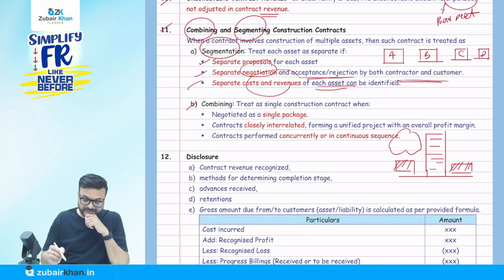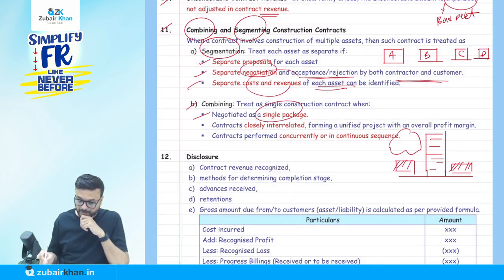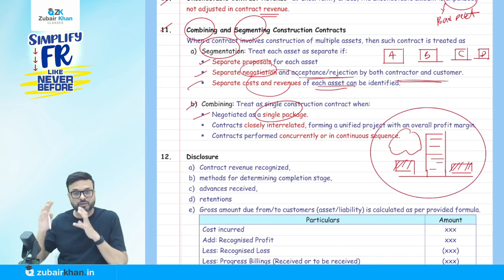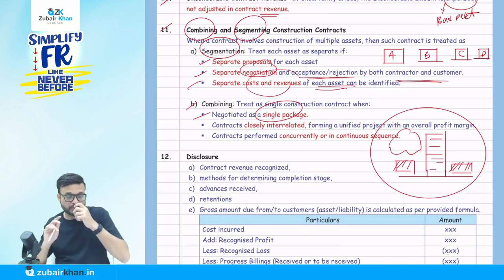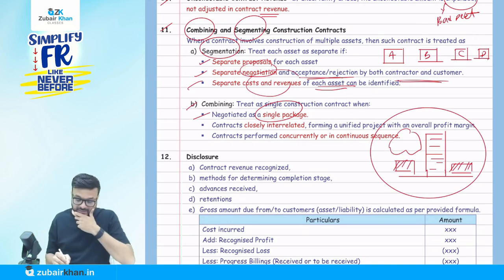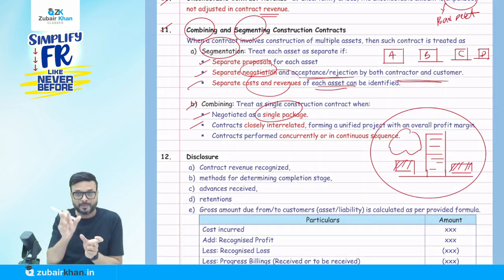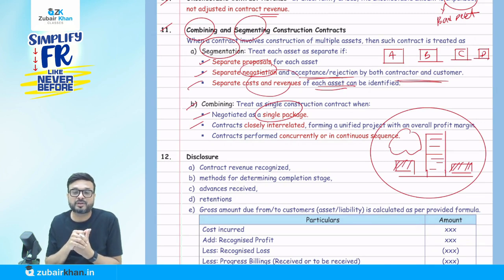Now understand whether these conditions are met. First, negotiating as a single package: I will do the construction of this building along with the swimming pool, the parking area, and the amusement park. Second, the contracts are closely interrelated, meaning the building and the parking are interrelated to each other, forming a unified project with an overall profit margin.